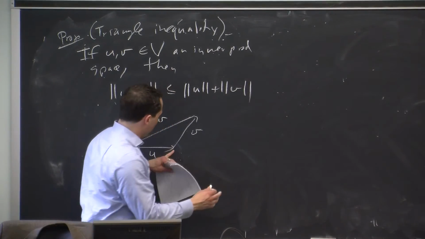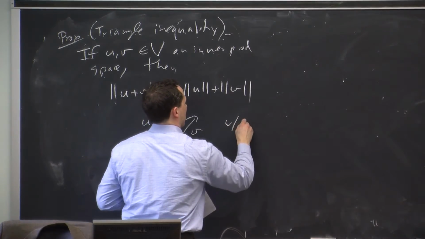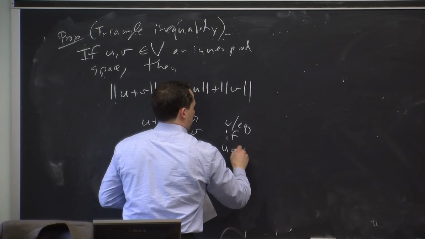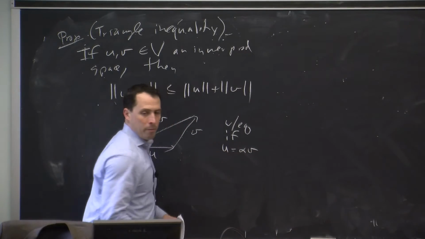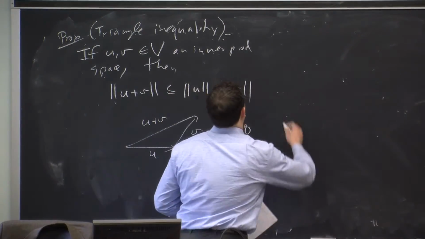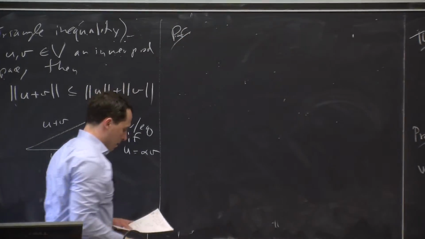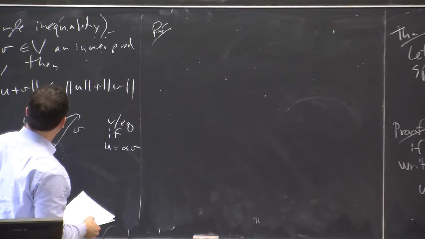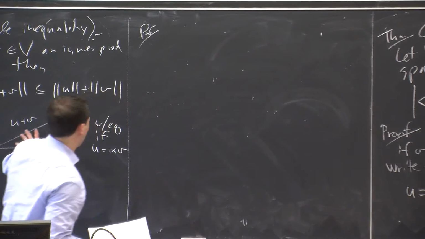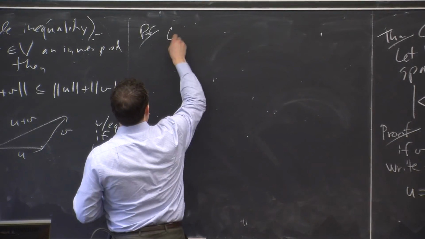Something we expect of any space in which length makes sense. And equality holds, of course, if this is flattened out, right? If u and v are scalar multiples of each other. So it's a proof of the triangle inequality. Well, it seems like a simple thing, but it takes a little bit of work to prove because we're doing this not just for these pictures, but in the abstract, just with the structure of an inner product space.